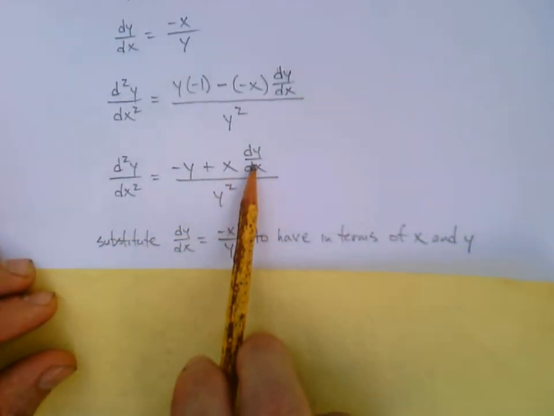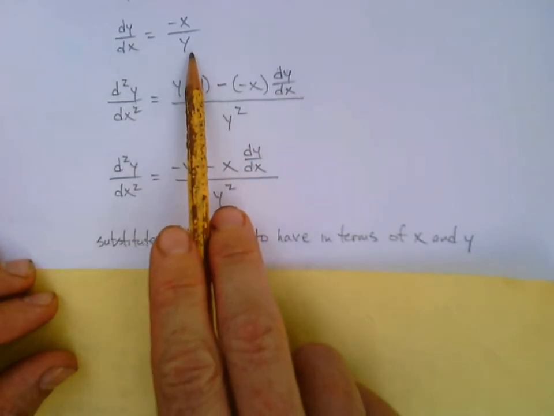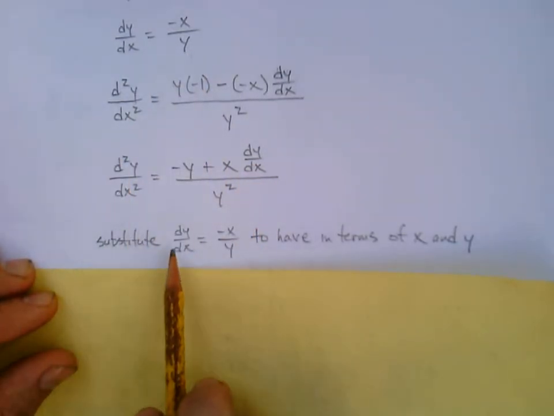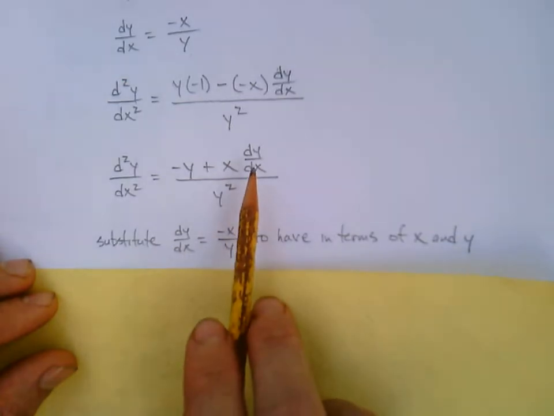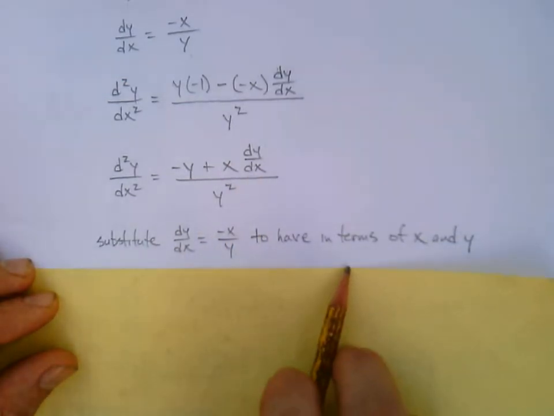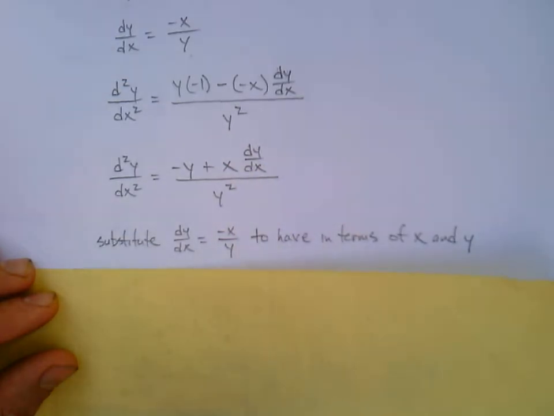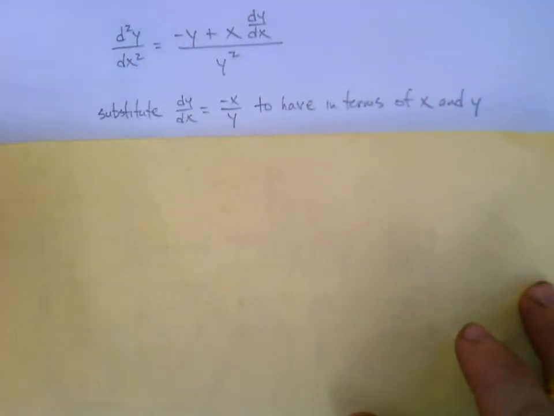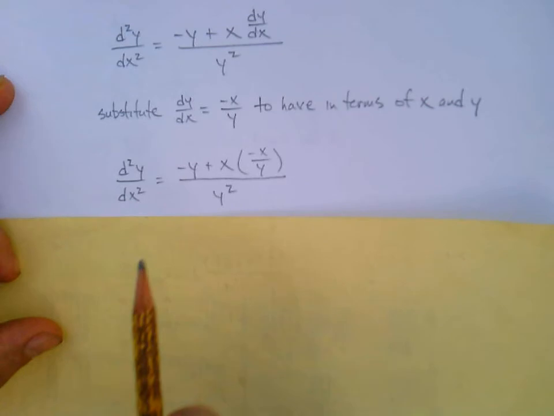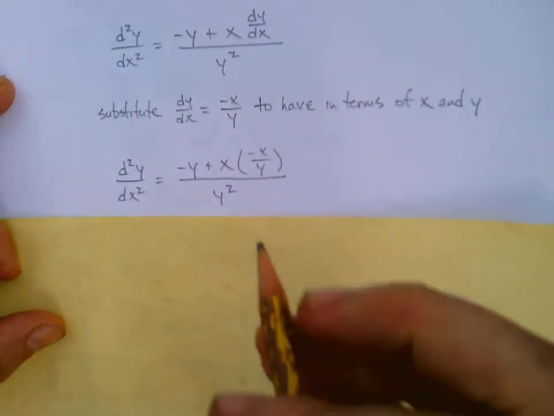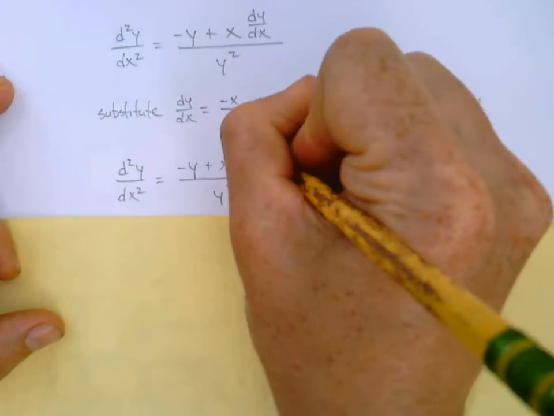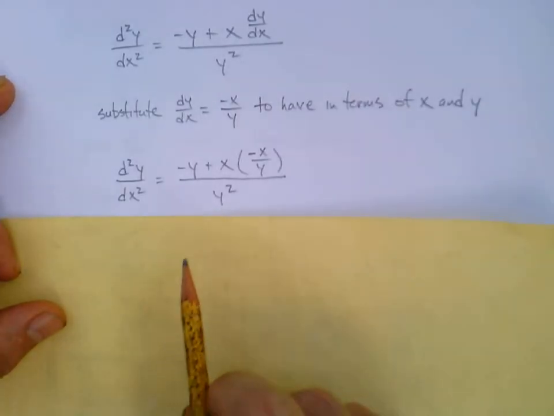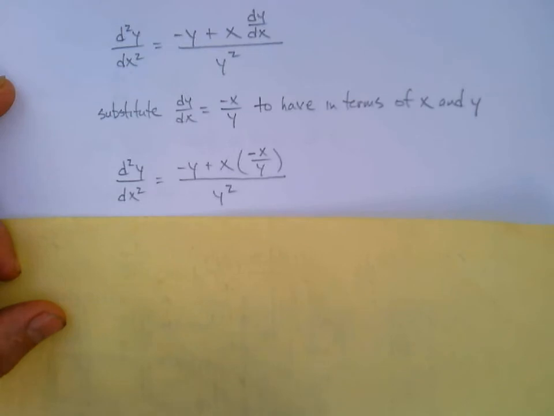What's nice is we know what that equals. dy over dx equals negative x over y. So we can substitute negative x over y in for that dy over dx. And then our second derivative will only be in terms of x and y. So in this case, what would that look like? Well, we're just going to put negative x over y right there. And we're going to clean this up. We do want to simplify this sort of thing. And then we'll have our second derivative.